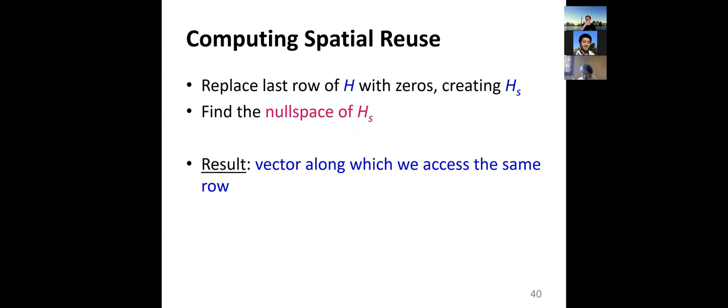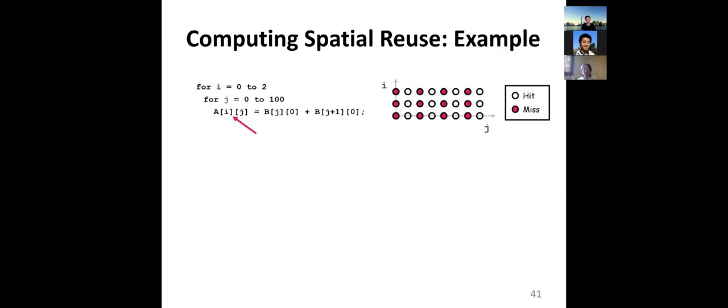Why do we zero the last dimension? Because this is what spatial is. Spatial is where everything else is fixed, and the only thing that changes is the last dimension. This is your spatial reuse, right? So spatial is like a special case, essentially.